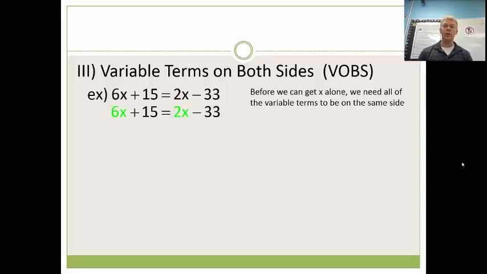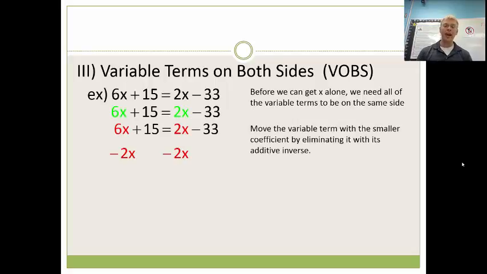So what we're going to do is we see the 6x and the 2x are on opposite sides. And our strategy is going to be to eliminate the variable term with the smaller coefficient by using its additive inverse. So we can see 2 is smaller than 6. So I am going to eliminate the 2x by subtracting 2x.